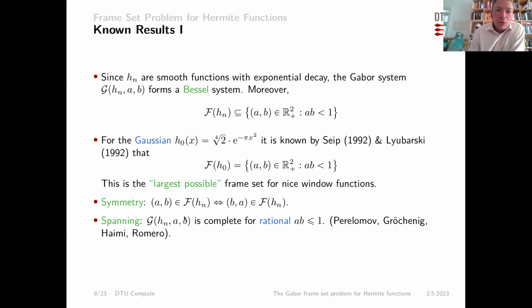All right, but then you also have the spanning property. So these Gabor systems for arbitrary A and B, well, I said arbitrary, but I actually mean rational. If they are rational numbers smaller than or equal to 1, then the Gabor system is complete. So this was shown by Bölcskei, Jaime, and José Julio Romero in 2016 or 17, I think.